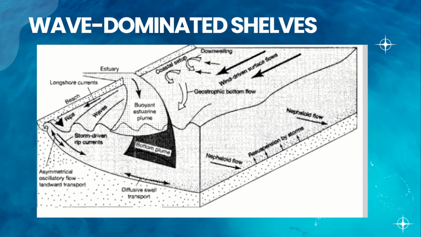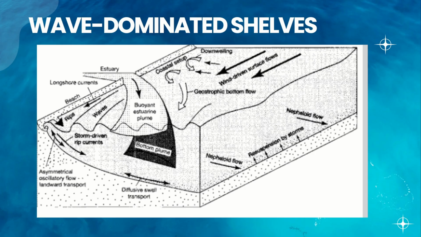Storms are important because they resuspend materials, creating nepheloid flows. The nepheloid flows are cloudy water layers that carry mud farther offshore. At the same time, wind-driven surface currents, downwelling, and geostrophic bottom flows redistribute sediment sideways and downward across the shelf.